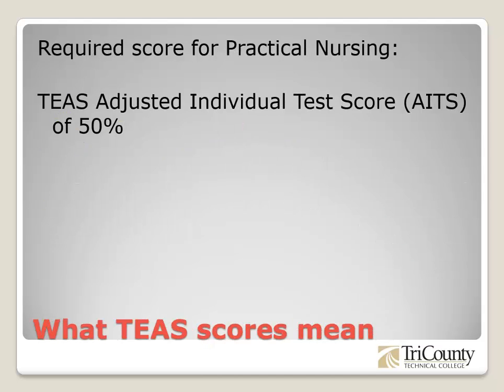What the TEAS scores mean. In order to be eligible to submit your clinical entry application form, you must earn a minimum TEAS Adjusted Individual Test Score, AITS, of 50%. Again, you have 2 chances to take the test and meet these score requirements. The system will select your best AITS as your final score.